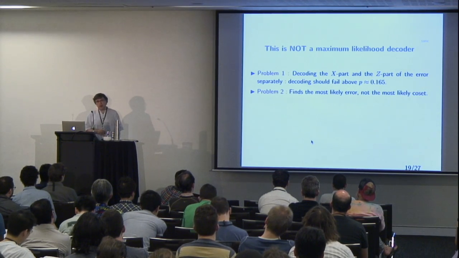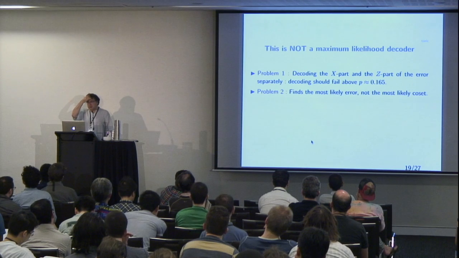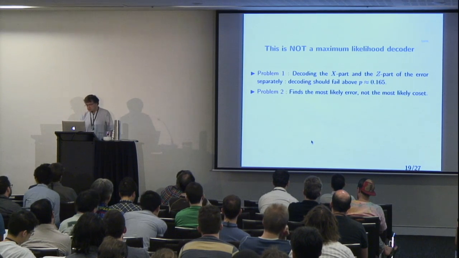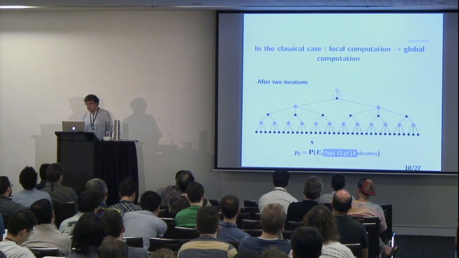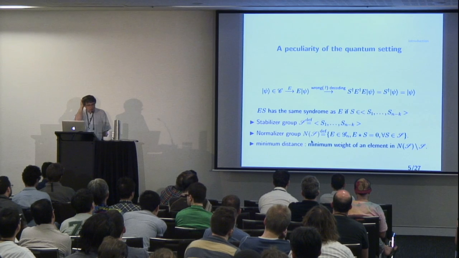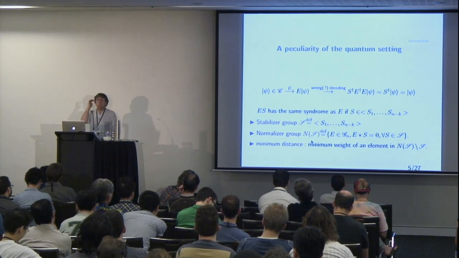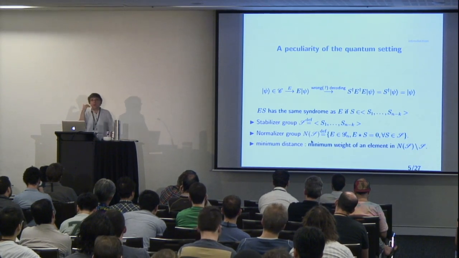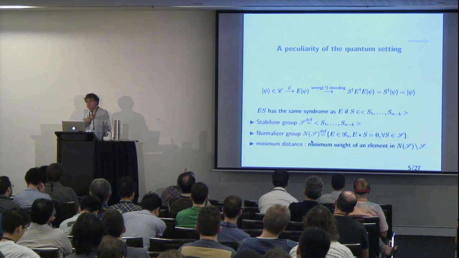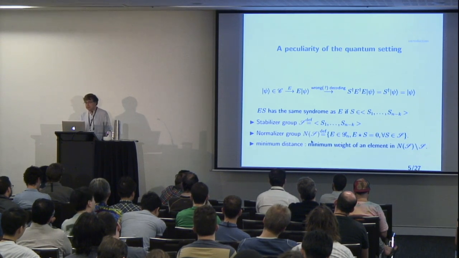And now you may also argue and say, wait, you explained to me something. In the quantum setting, I'm not necessarily interested in finding the most likely error. And coming back to this slide here, really what I'm interested in is not finding the right error, but finding the right error modulo the stabilizer group, so the right coset, just because all these errors have the same effect on the code. So it's not the most likely error which matters, it's the most likely coset, which is not the same.